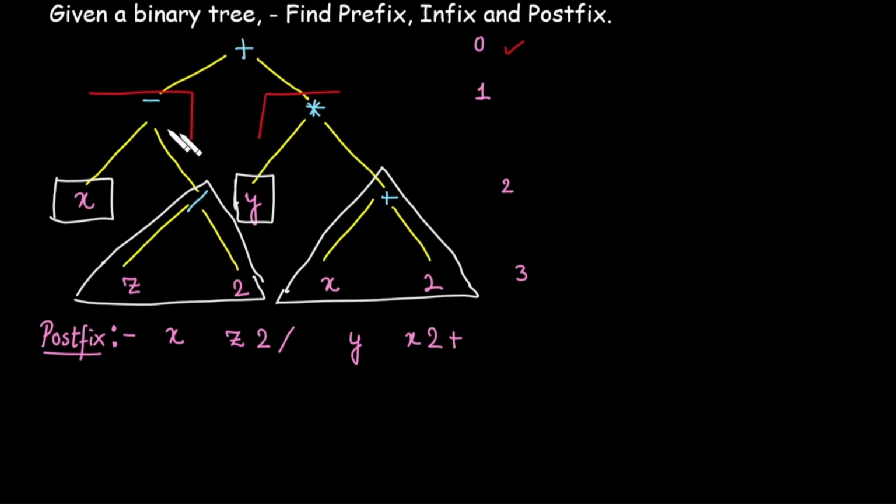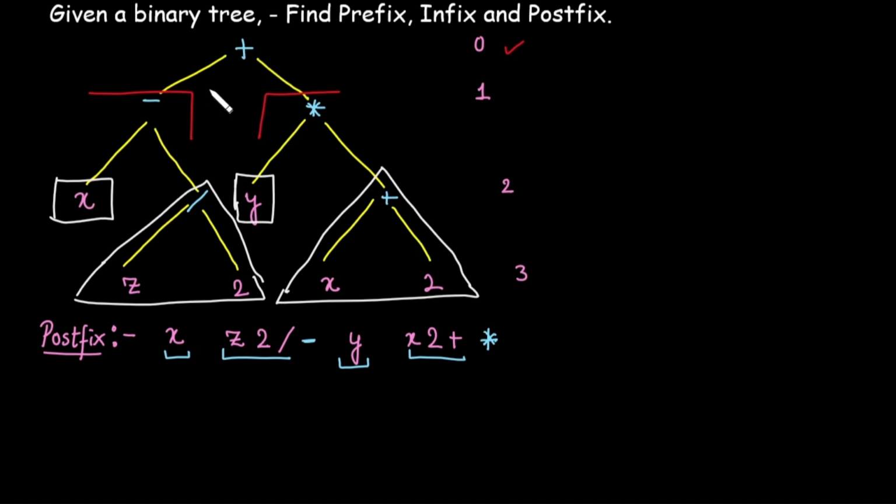Now move back one level. Here we have two roots, negative and multiplication. For this subtree, left is x and right is this. So after that we are going to visit the root. So this is the left child of the negative. This is the right child of the negative, and then we are visiting the root. For the right side subtree, the left child is y, the right child is this, then we are visiting the root. Now again move back and we have reached the root.